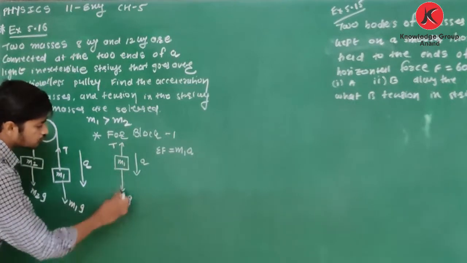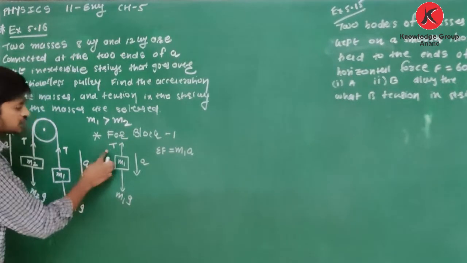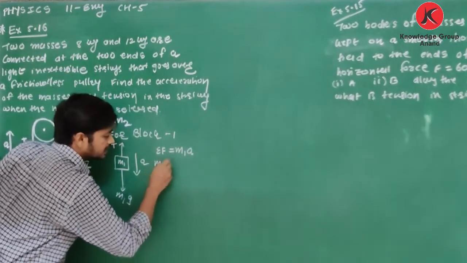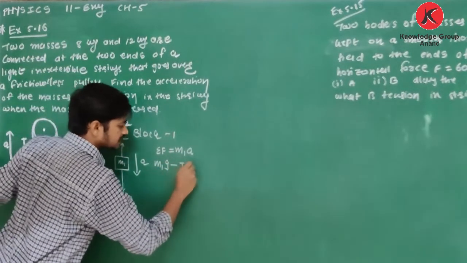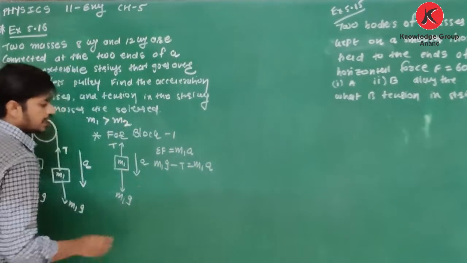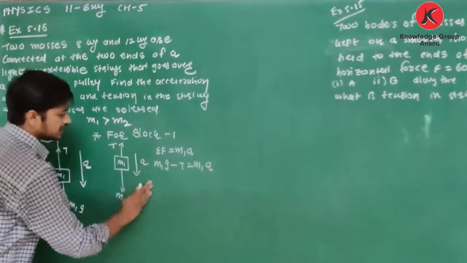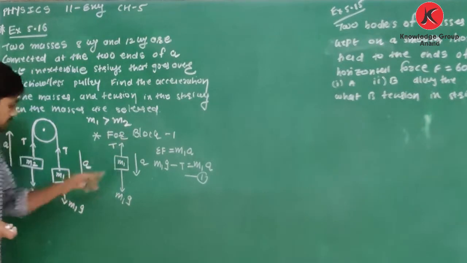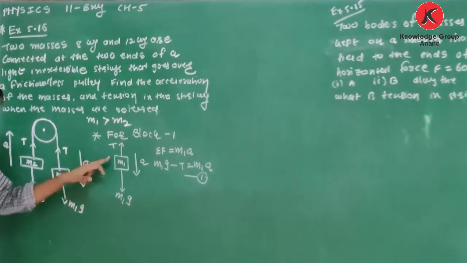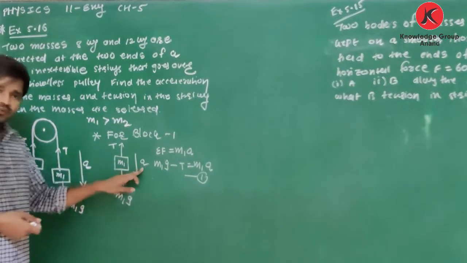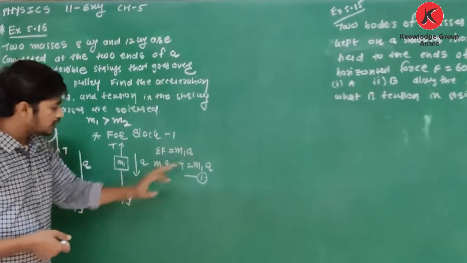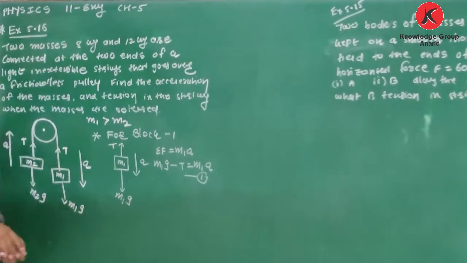Sigma F, the sum of forces acting on the block: two forces, M1G and T. M1G is in the direction of acceleration, so I can write M1G minus T is equal to M1A. So this is equation number 1. Any doubt? Again, for block 1, M1G is in downward direction, tension T in upward direction, and it is moving with acceleration in downward direction. So sigma F is equal to M1A, M1G minus T is equal to M1A.